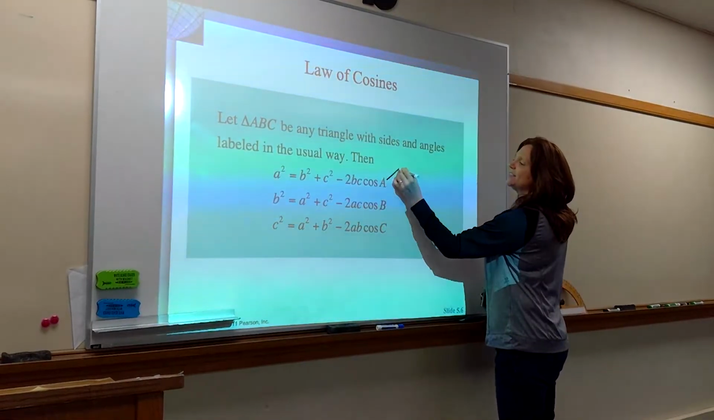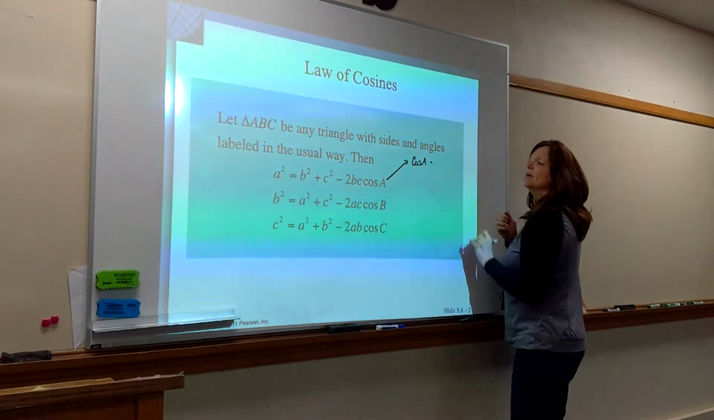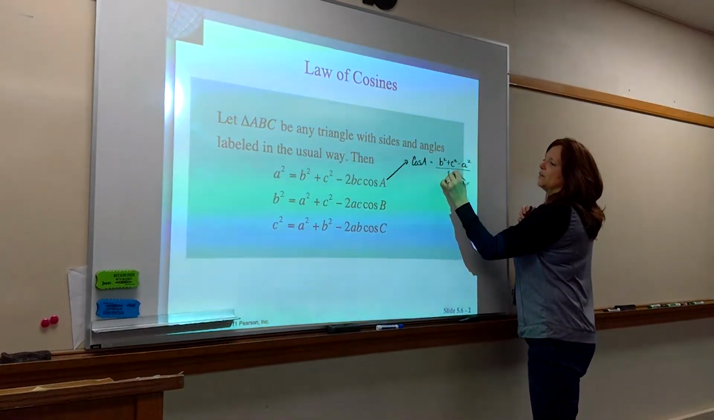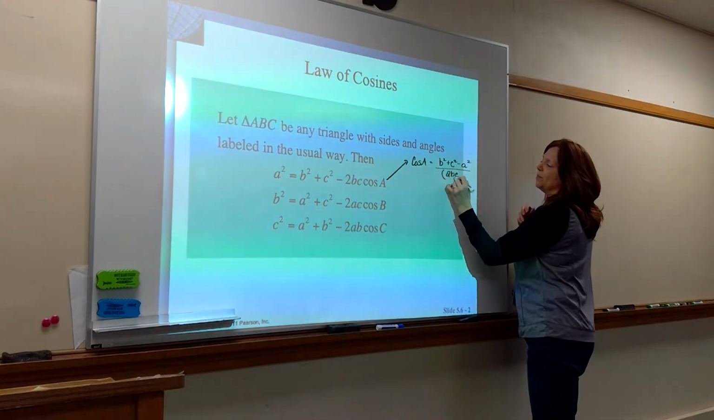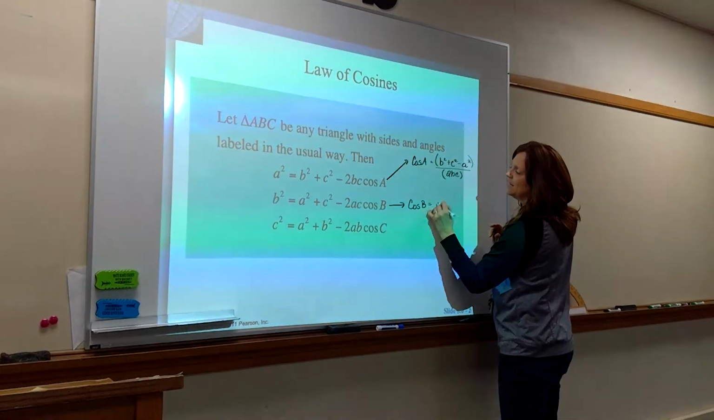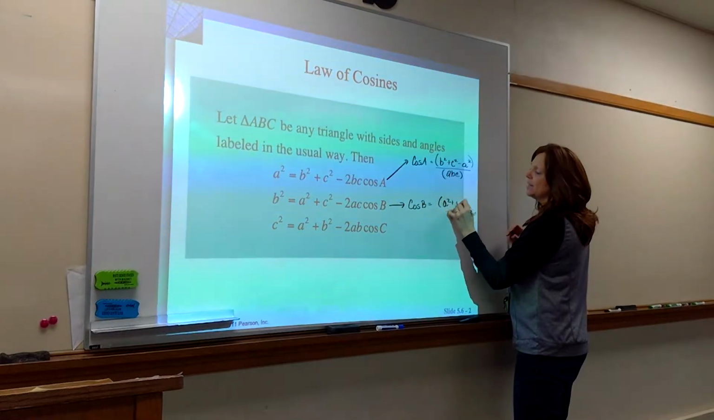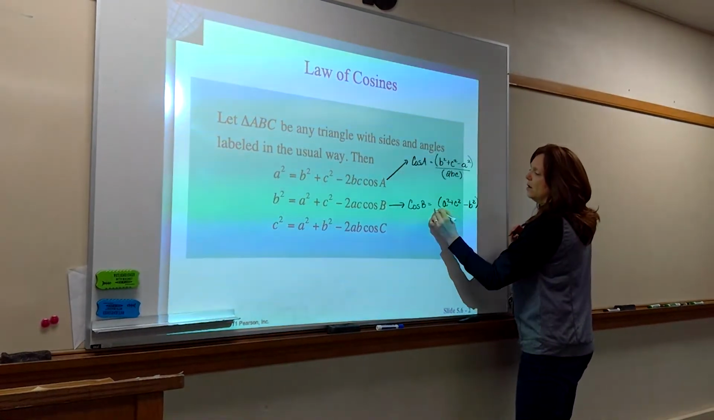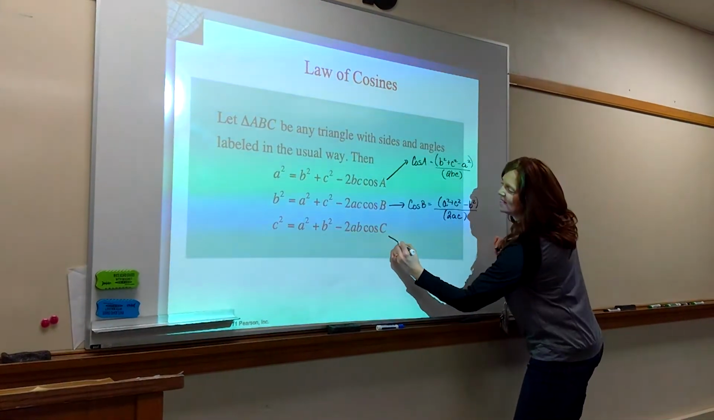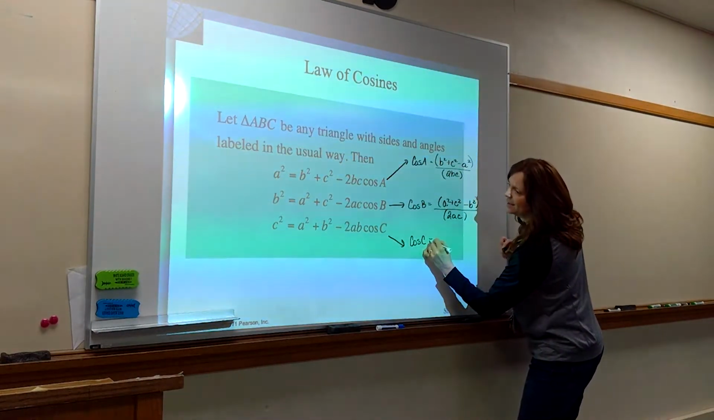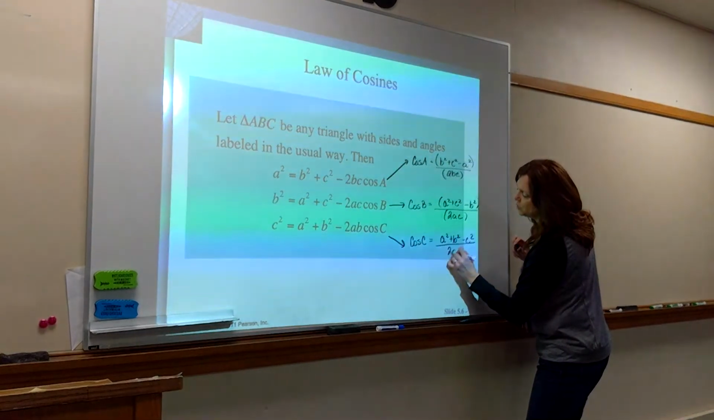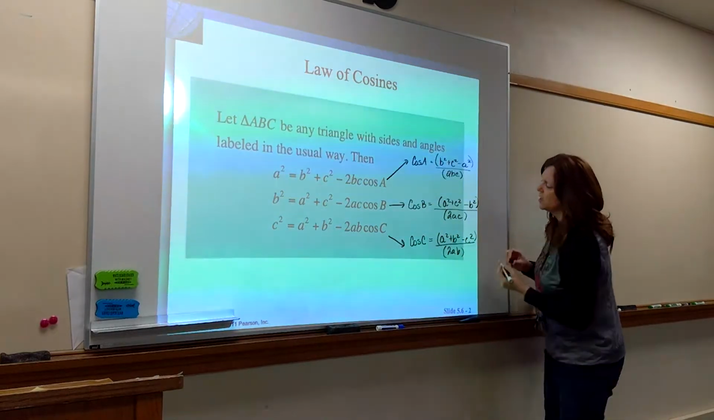If I solved this for cosine A, this is what the equation would look like. It would look like (b squared plus c squared minus a squared) divided by (2bc). I'll put parentheses around that. You maybe want to write these versions down. If I want to solve this one for cosine B, the equation would look like (a squared plus c squared minus b squared) over (2ac). And then solving this one for cosine C, it would be (a squared plus b squared minus c squared) divided by (2ab), parentheses on the numerator and denominator as well.